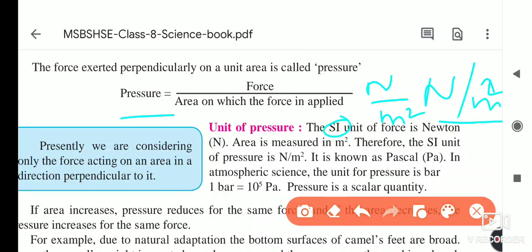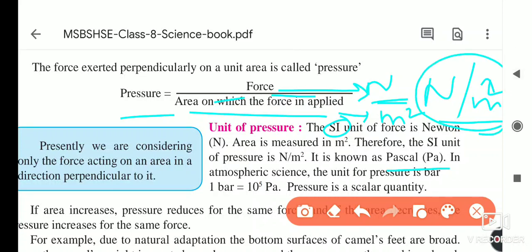We studied in the last standard the SI system and the CGS system. In the SI system, the unit of pressure is Newton per meter square. How do we derive it? The unit of force is Newton, and the unit of area is meter square, so we put the divide sign: N upon meter square is Newton per meter square. This is the SI unit, and it is called the Pascal.